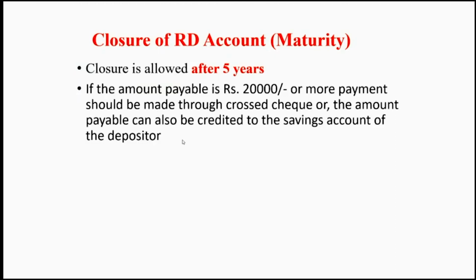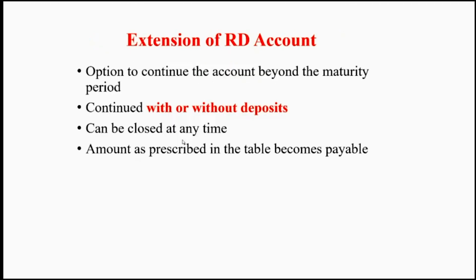Now, let us see about the closure of RD account. One RD account can be closed after 5 years on maturity. Whenever the closure amount payable is over and above rupees 20,000, it can be paid either through a crossed cheque or credited to the savings bank account or any other bank account of the depositor. So, this is about closure.